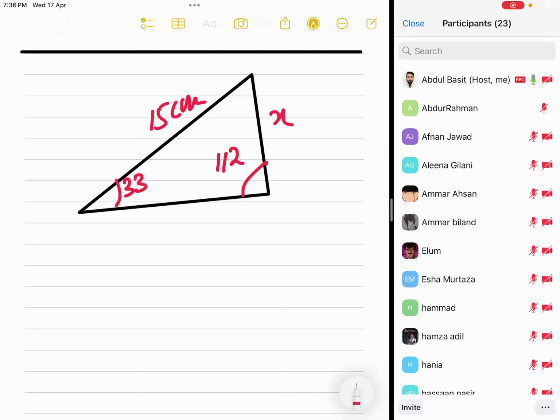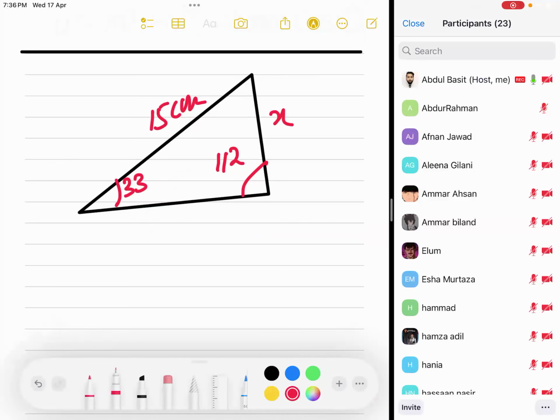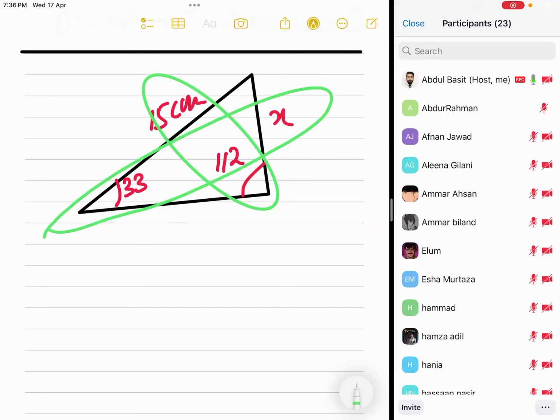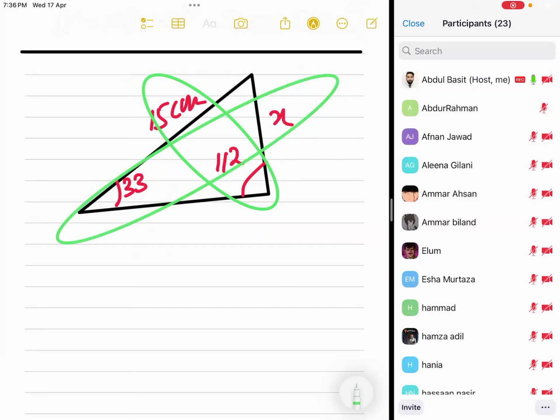Yes or no? Sine rule is the combination of two rules, two sides and two angles. So, for example, beta, 112 and 15, they are corresponding to each other. Yes or no? And 33 and x is corresponding. Yes or no? So I am finding x here.